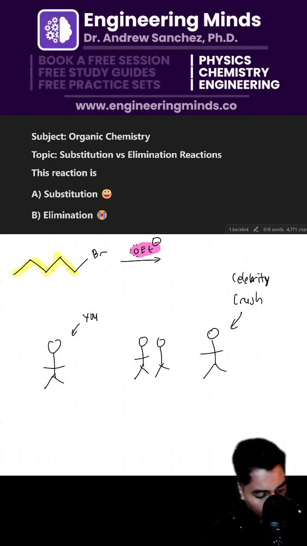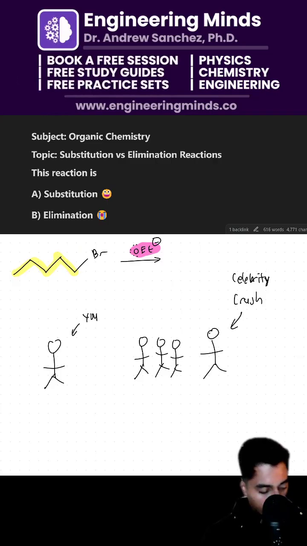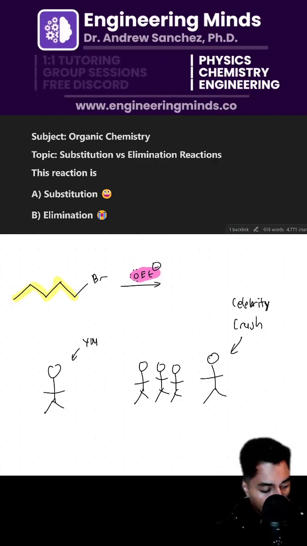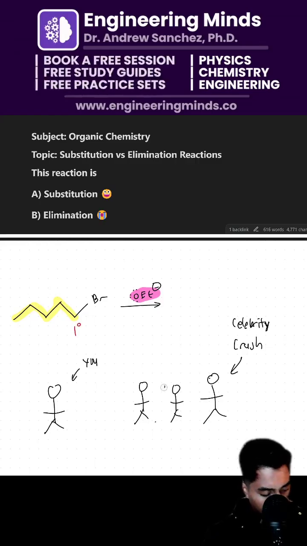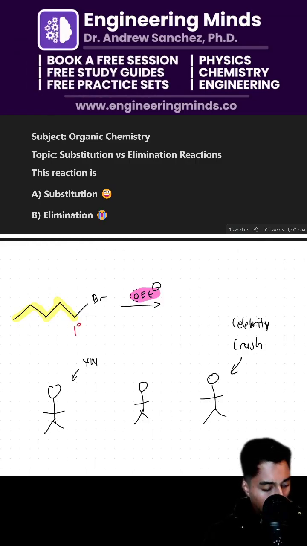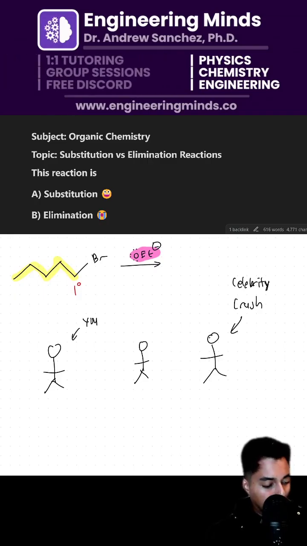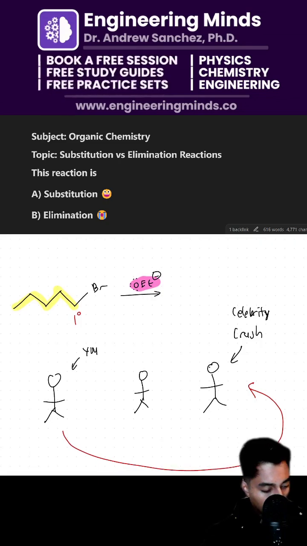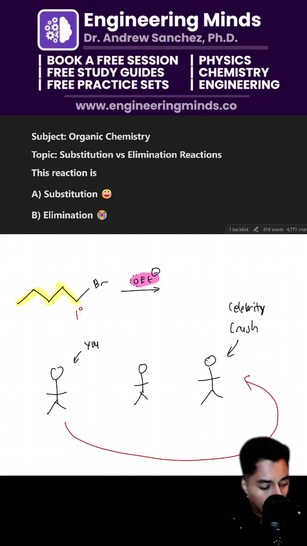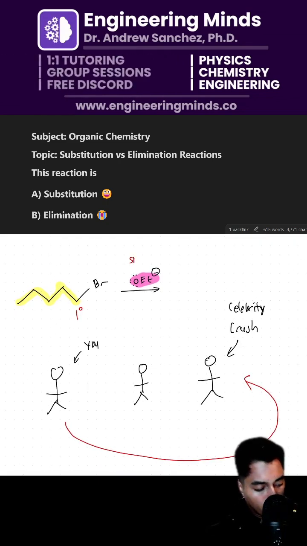And then we have our bodyguards here. Right now this is only primary, so we only have one bodyguard. I'm going to get rid of this. So you're going to have no problem coming in to the back side here and getting to your crush. That's going to be analogous to our SN2 mechanism here, because that's primary.